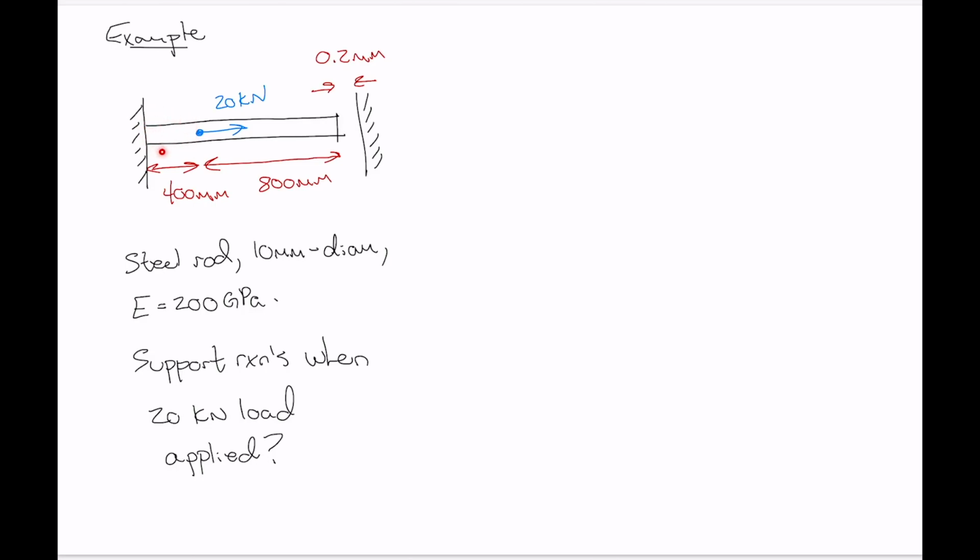When the 20 kilonewton load is applied, the portion of the rod to the left is going to elongate, and if it elongates enough, then this end will contact the wall, and the wall will begin to push back on that end. So we'll have tension in this section and compression in this section. The way to start this problem is by assuming that the 20 kilonewton load is sufficient to close that 0.2 millimeter gap, and then draw a free body diagram based on that.